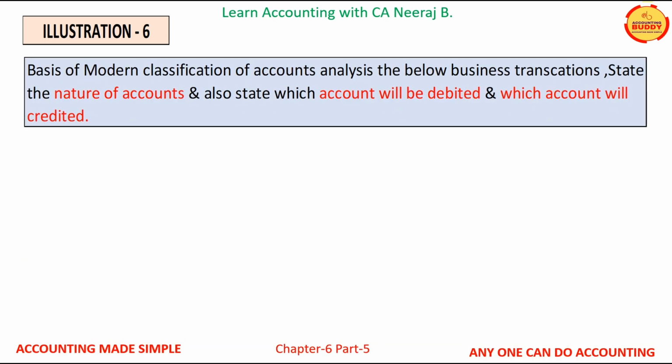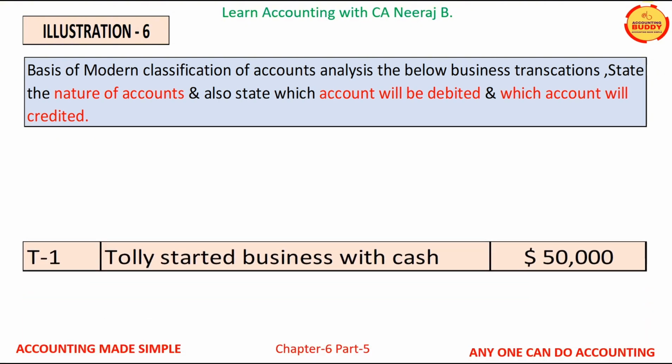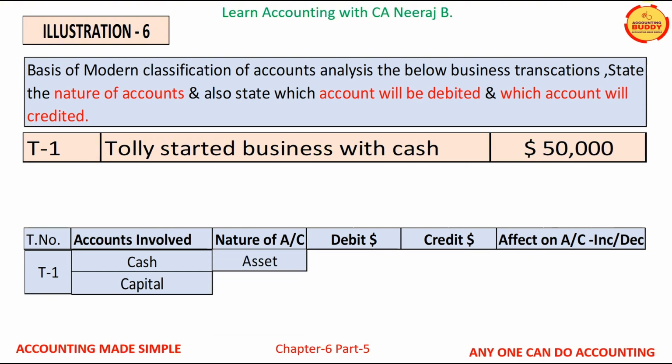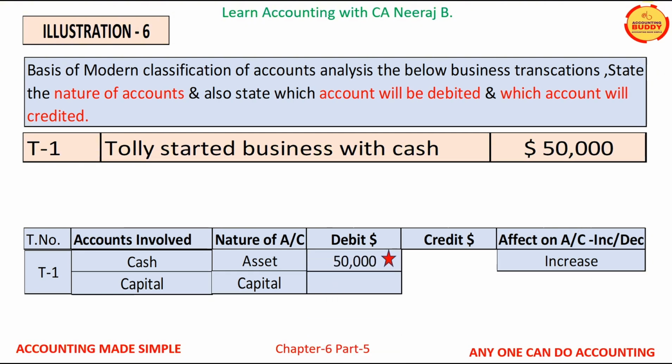Transaction T1 is Tolly started business with cash of $50,000. Now when we analyze T1 transaction, the two accounts which are affected are cash and capital. Cash is an asset account and capital is a capital account. Since the cash being an asset is increasing, cash account will be debited with $50,000 and capital, being the amount business owes to the owners, will also be increasing and will be credited by $50,000.